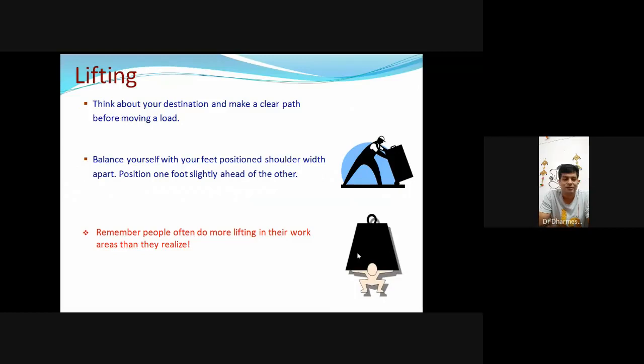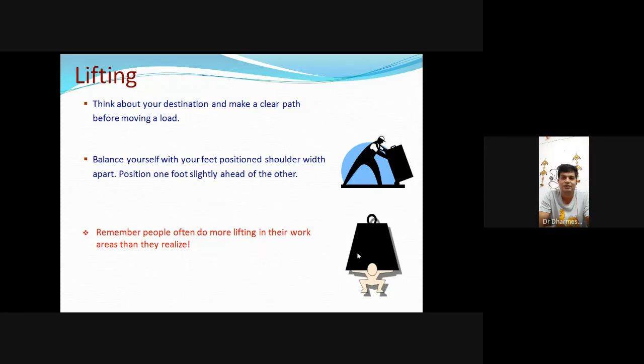While the person is having a lifting problem, think about the destination and make a clear path before moving on. Wherever we have to keep our load properly, we need to have some destination clear. The pathway must be clear.